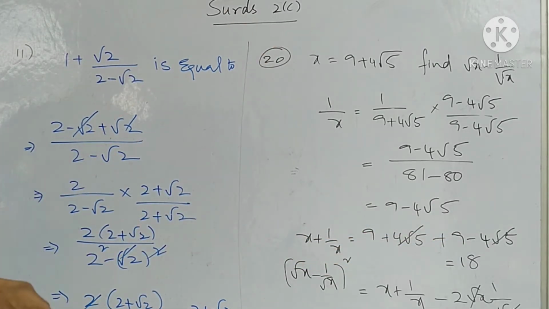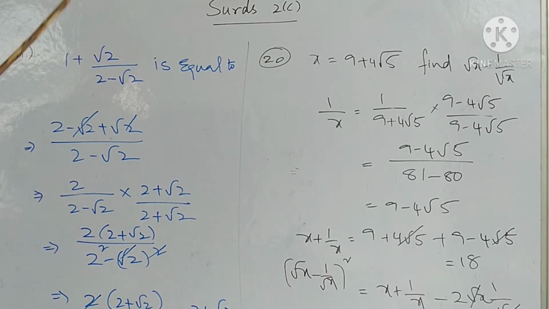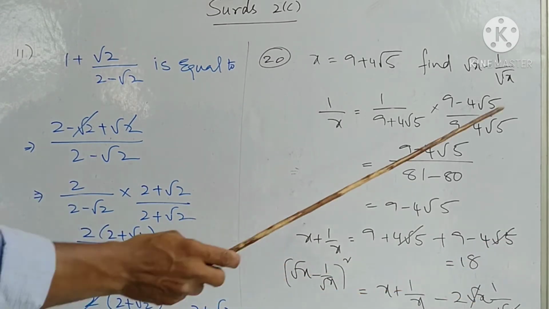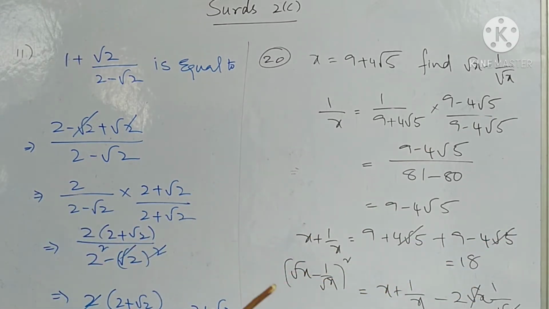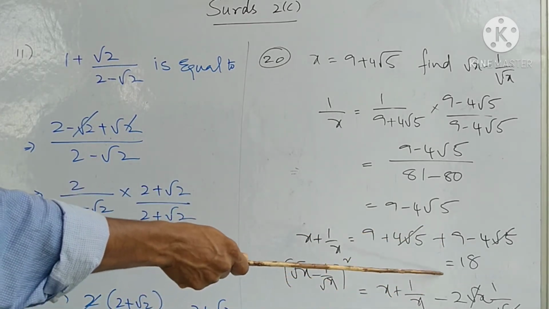In the next step we have to find root x minus 1 by root x whole square. The result is a minus b whole square, that is equal to a square plus b square minus 2ab. So a square means x, b square means 1 by x, minus 2 into ab means 2 into root x into 1 by root x. Here root x and 1 by root x both are cancelled. So x plus 1 by x value is 18 minus 2.